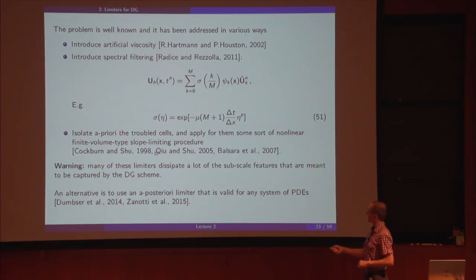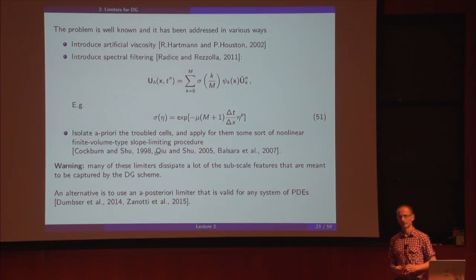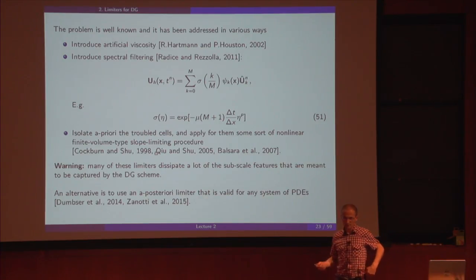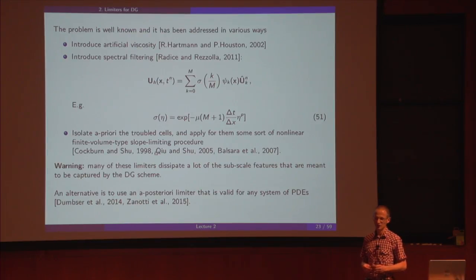And it works. Or you can isolate the troubled cells and apply any kind of nonlinear limiting that you are used to from finite volume schemes, right? The problem is you have to select the cells that have a problem almost a priori. For example, when you see a strong compression, divergence of pressure, negative, you say, oh, here I will have a problem. So you will isolate that cell and you will try to do something to limit the cell. Here you can find a lot of information. But many of these limiters dissipate much of the information contained in the DG polynomial, no?